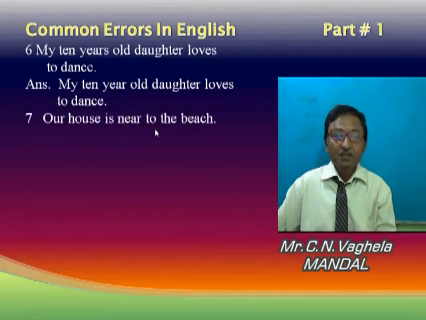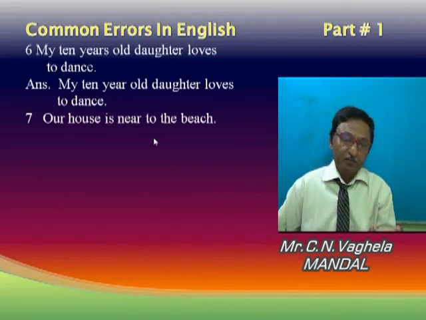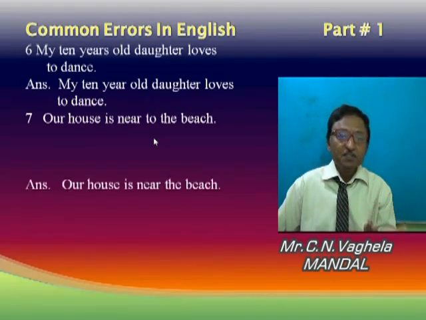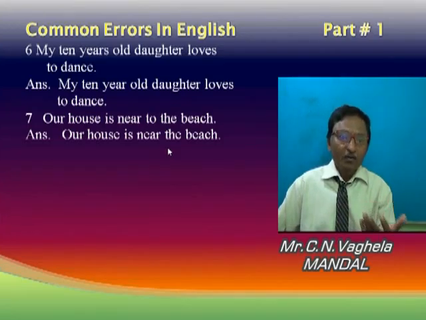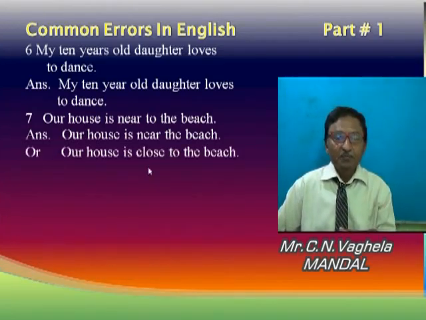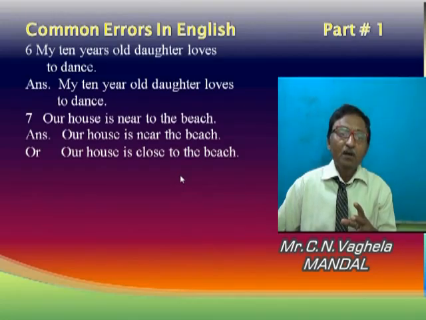Our house is near to the beach. Now here there is an error of double preposition. We never use a double preposition at the same time for the same meaning. Our house is near the beach. That is correct. Or you can say: Our house is close to the beach. So never use a double preposition at the same time.